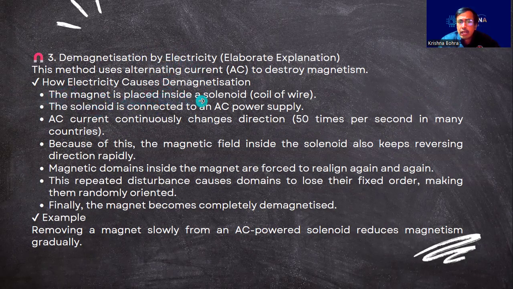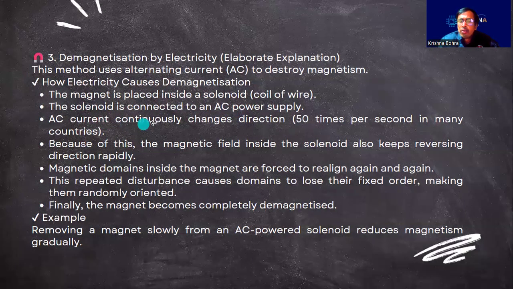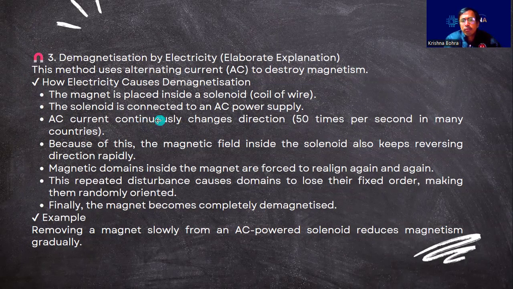The magnet is placed inside a solenoid. A solenoid is basically a coil of wire, and the solenoid is connected to an AC power supply. The AC power supply is continuously changing its direction. If you have a little glimpse of the AC power graph, it is like a wave. It changes its direction 50 times per second. It is above the axis for half a cycle and below the axis for the other half. In one complete cycle, it gives a positive half and a negative half.